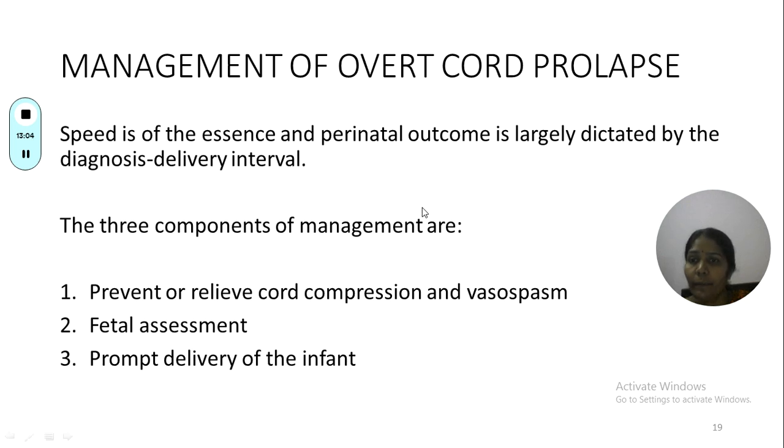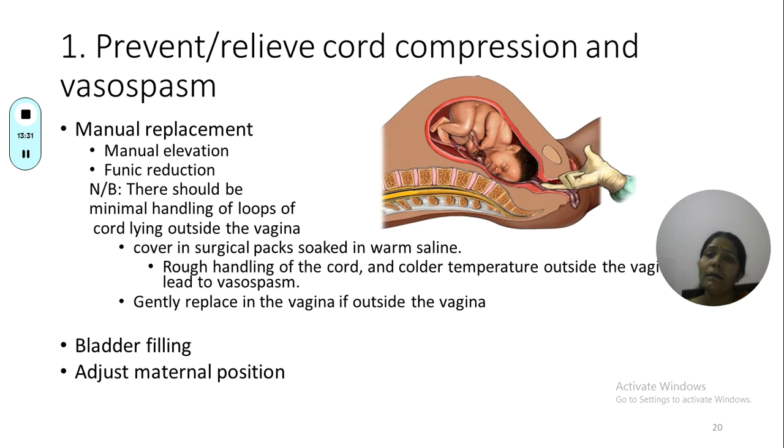Management of overt cord prolapse. In such cases, this is an obstetric emergency where the baby has to be delivered as early as possible. So speed is of the essence, and perinatal outcome is largely dictated by the diagnosis to delivery interval. The three components of management are prevent or relieve cord compression and vasospasm, fetal assessment, and prompt delivery of the infant. So how do we prevent or relieve cord compression and vasospasm?